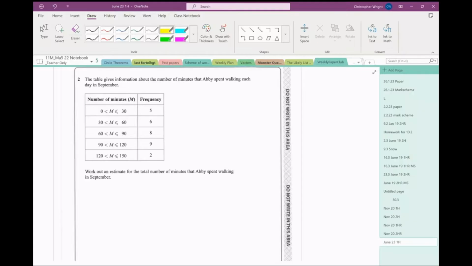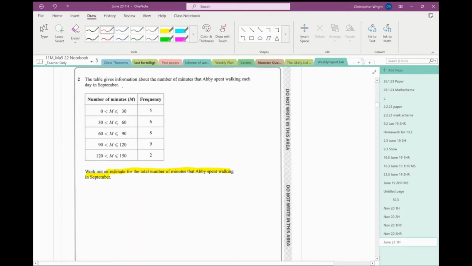The table gives information about the number of minutes that Abby spent walking each day in September. Number of minutes, frequency. So she spent 5 on 5 occasions, 5 days, she walked between 0 and 30 minutes, for example. Work out an estimate for the total number of minutes that Abby spent walking.